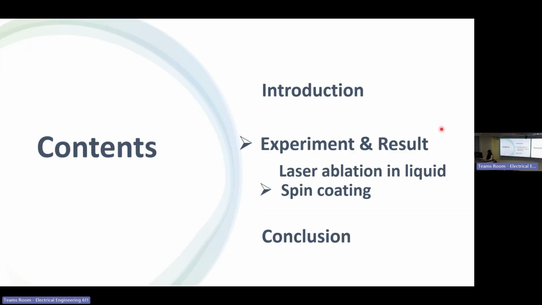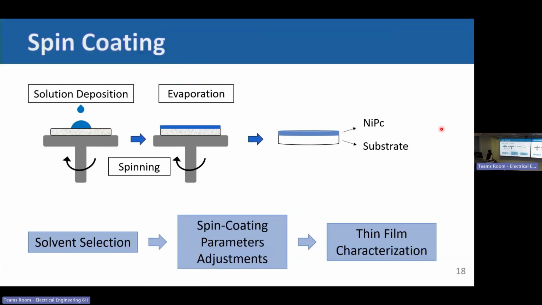And next part is for the spin coating. By distributing the solution on the substrate and spinning it, we get the evaporation to get the thin film. So there will be 3 steps in my experiment. First is to choose a better solvent for the spin coating, and to adjust the spin coating parameters to get the high quality thin film, and the characterization of the thin film.